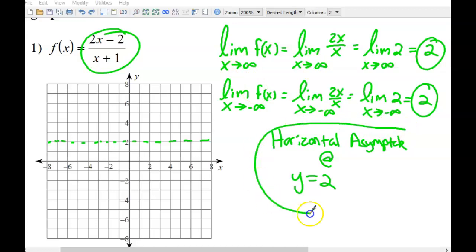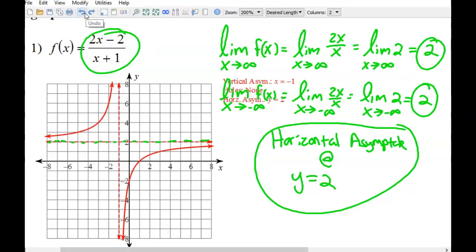But it would be nice if you do state where the horizontal asymptote is and that you could visually see where that would be on the graph. And so I will show you what the graph of this function looks like now. And there it is. As you can see, the red curves are approaching the horizontal asymptote of y equals 2.